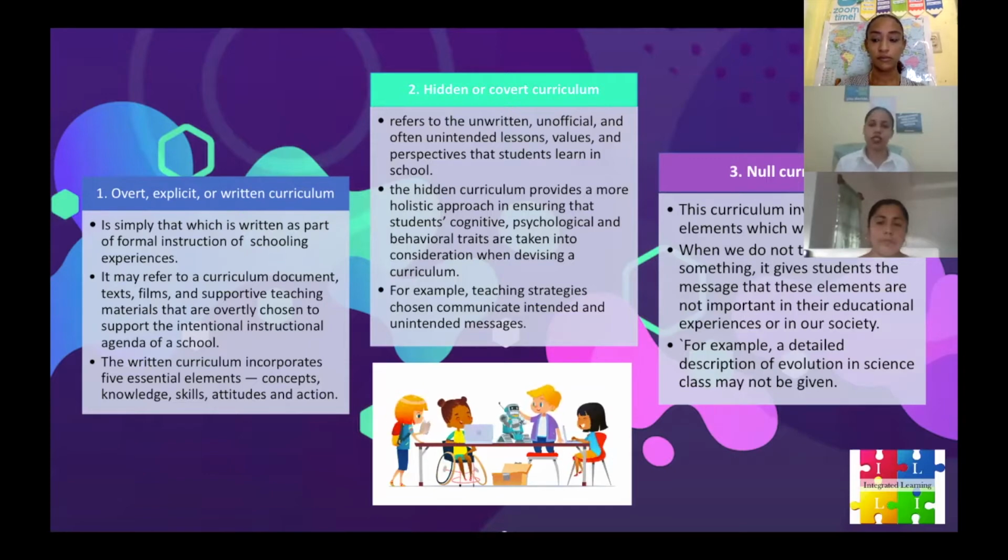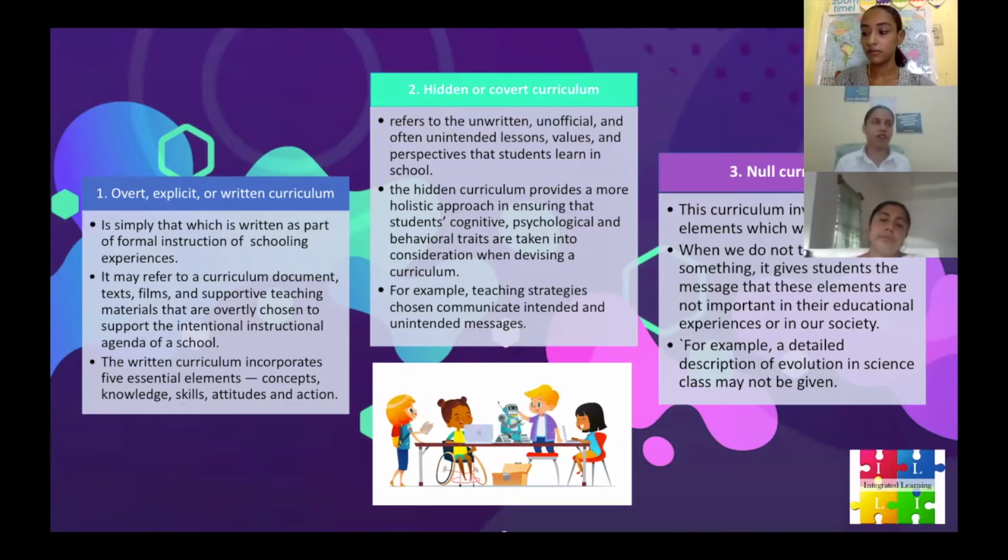It also has to do with the culture of the school. So the school administrators, teachers, you all need to be mindful that whatever you are unintentionally teaching students in terms of values, that they are positive, because students will model those behaviors. An example here is the teaching strategies chosen. They communicate intended and unintended messages.